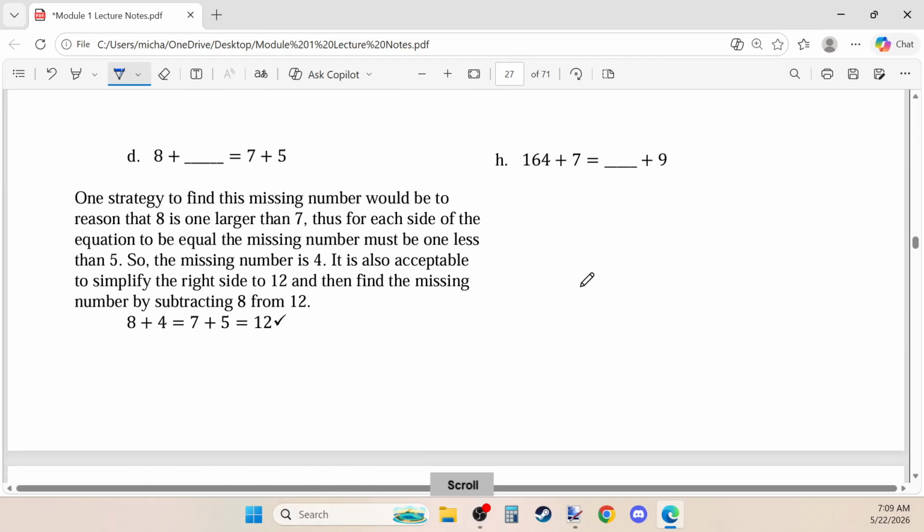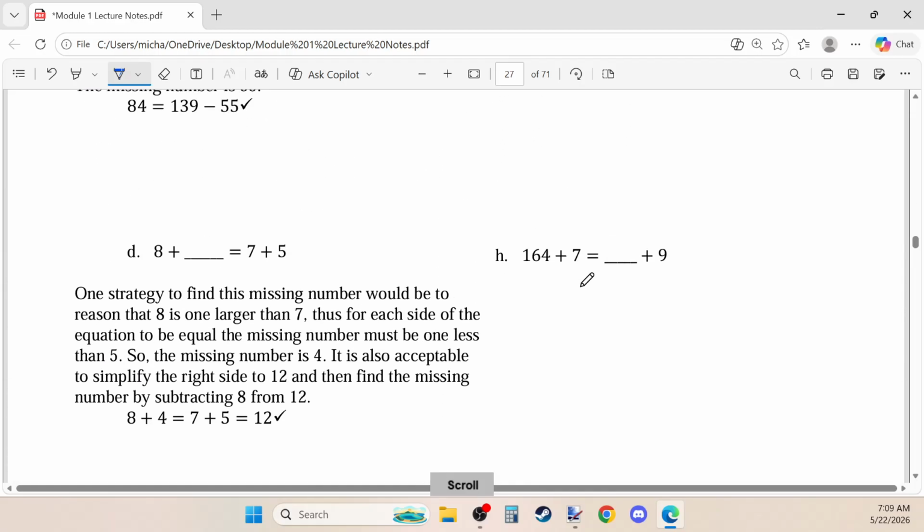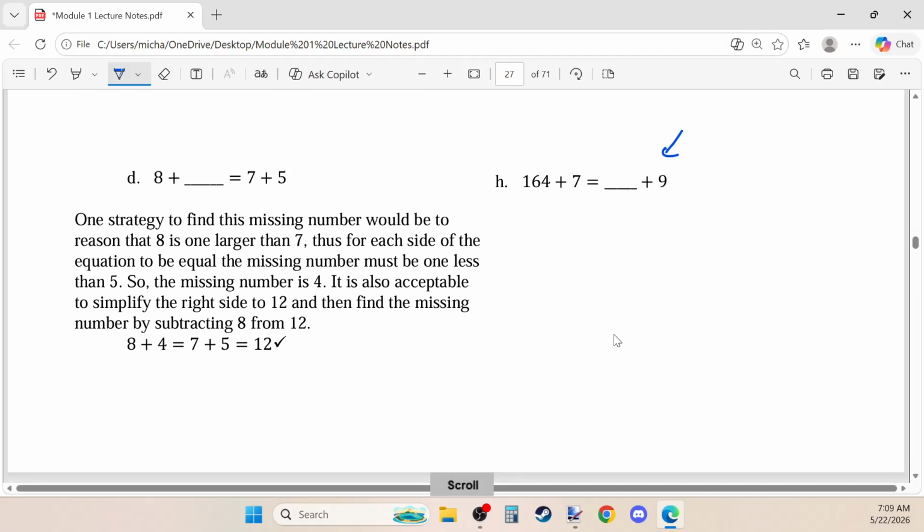Do we have any big numbers here? Okay, let's do this one. This is a little more complicated. So with this h here, we're going to add these two numbers together and get 171 equals something plus 9. Now I'm going to subtract 9 from 171 to find out what goes in the blank there.